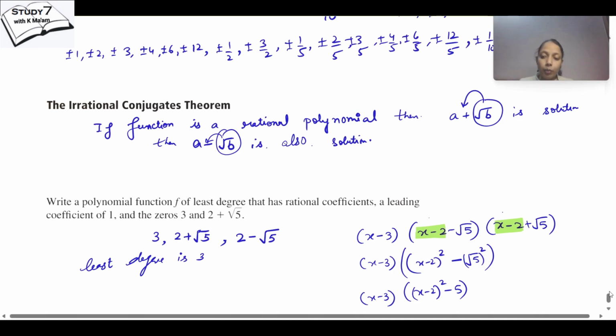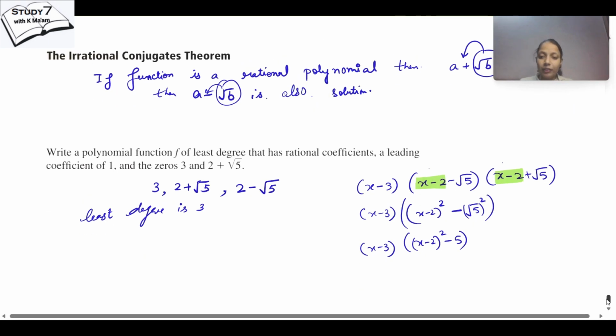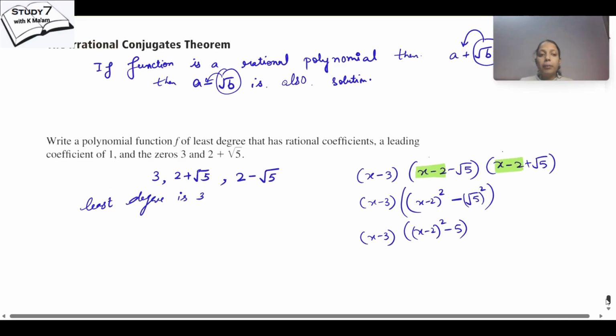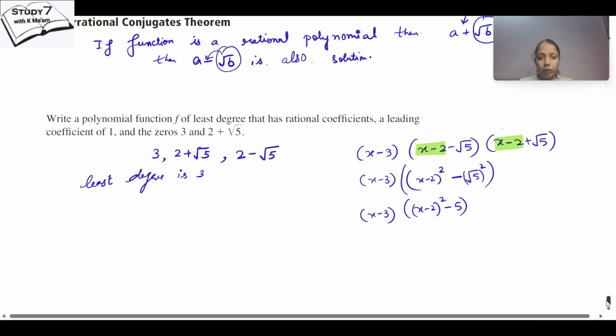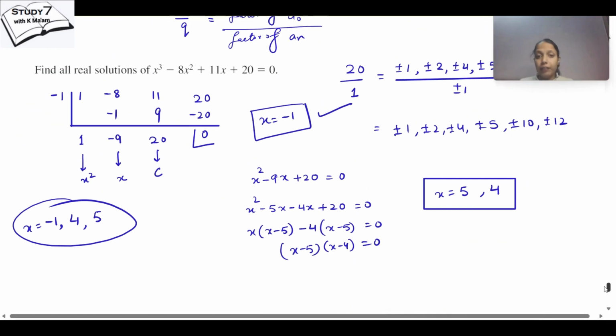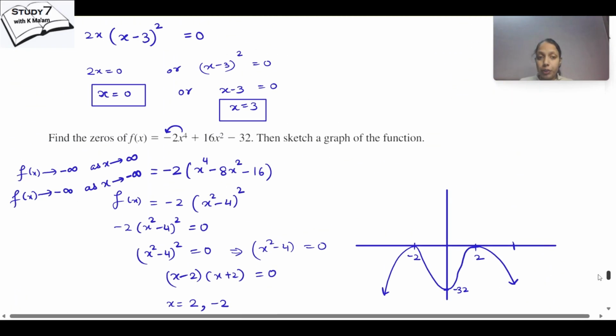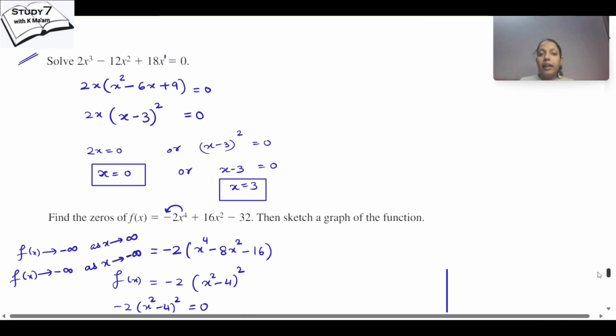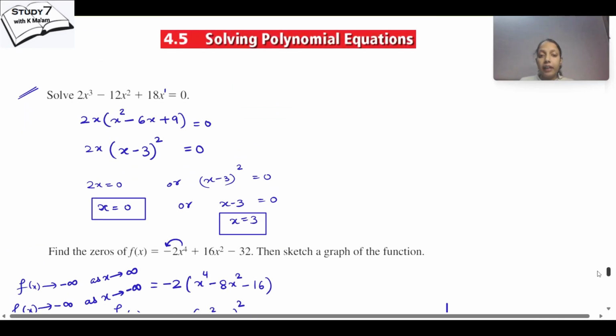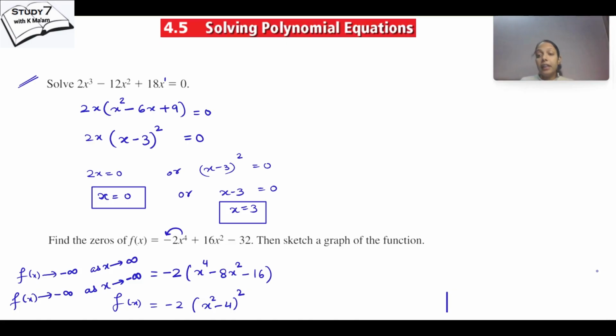So this is the polynomial. Done. Okay, so we did up to this. This was the last topic in 4.5. In 4.5 we talked about the solutions, graphing, then the rational root theorem, the irrational conjugate theorem, and how to find a least degree polynomial using the irrational conjugate theorem.